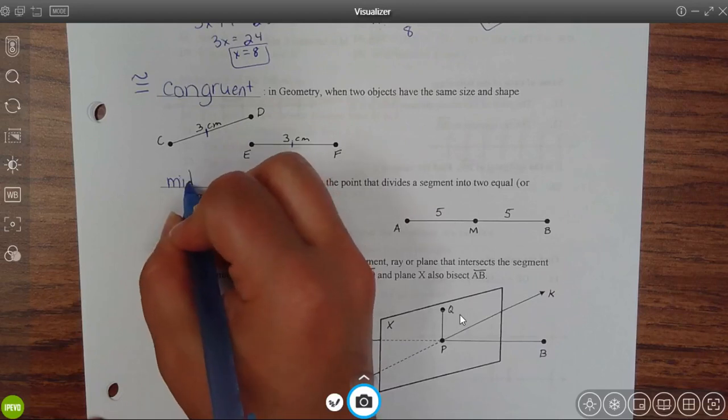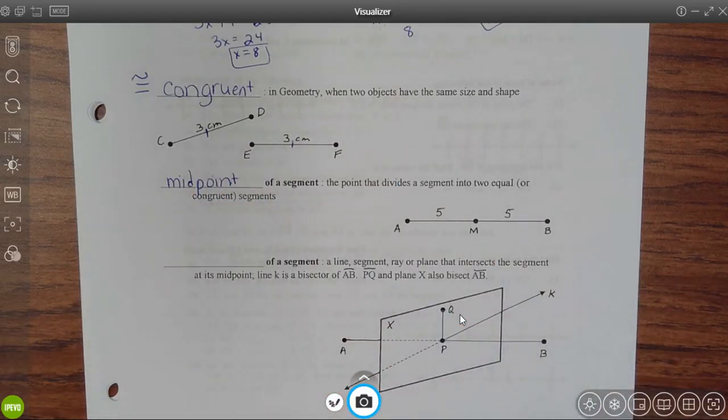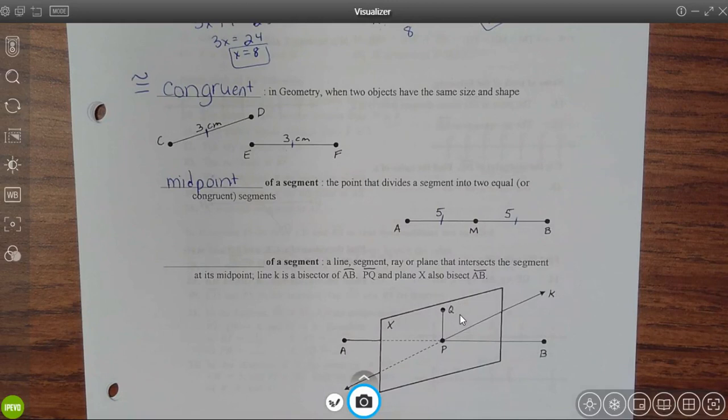The midpoint of a segment is the point that is splitting a segment into two equal segments. So again, AM here is congruent to MB because they're both 5 units. So M would be the midpoint.